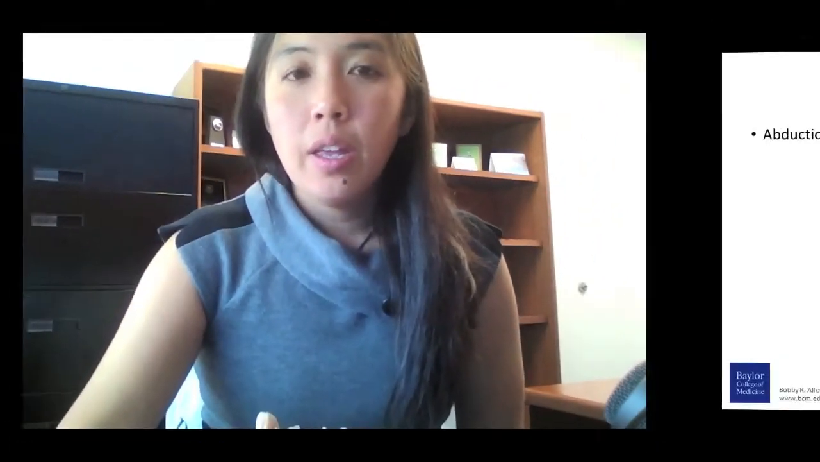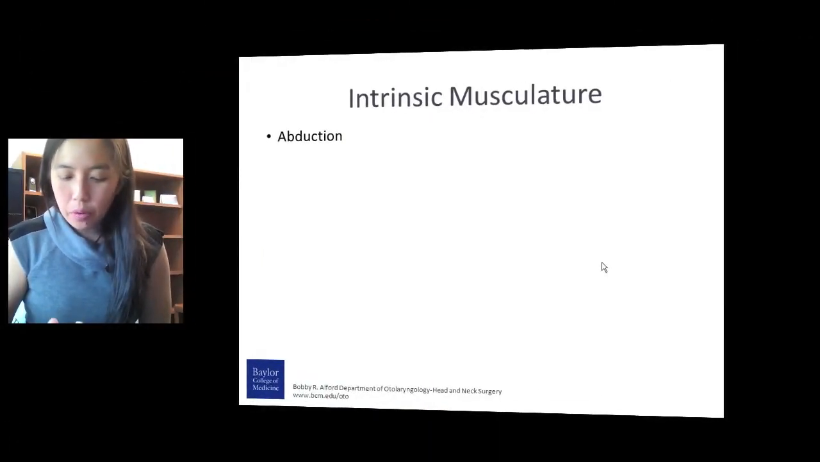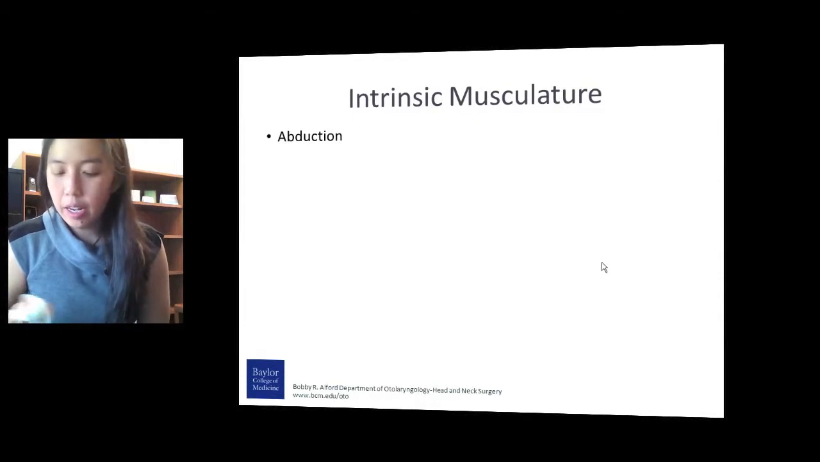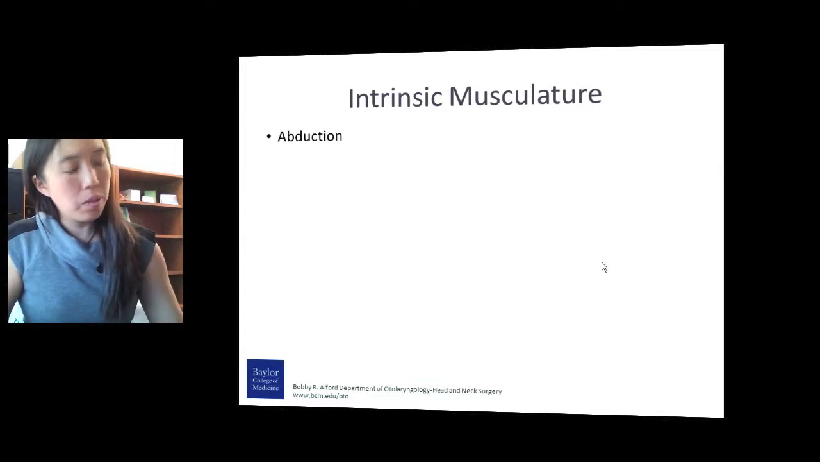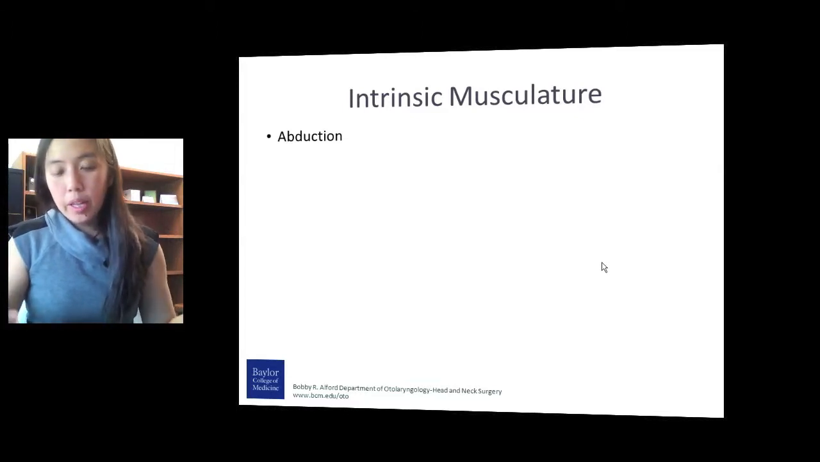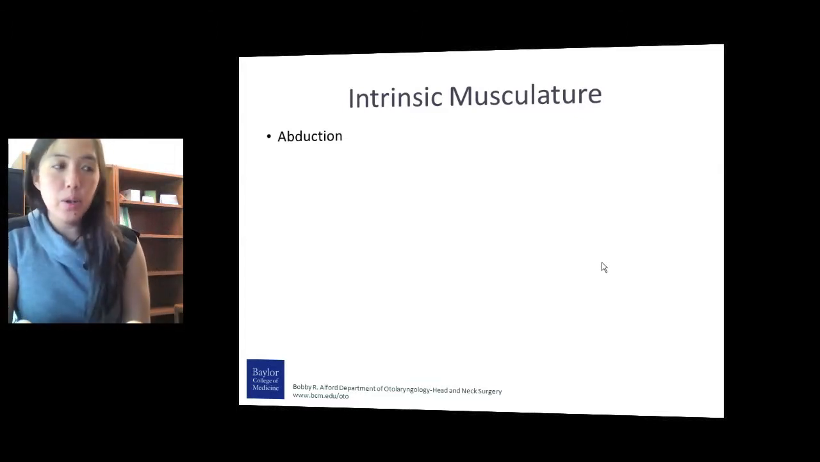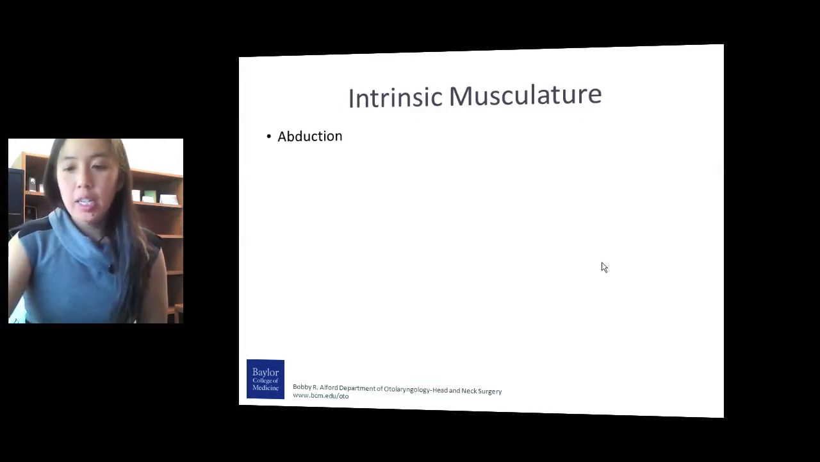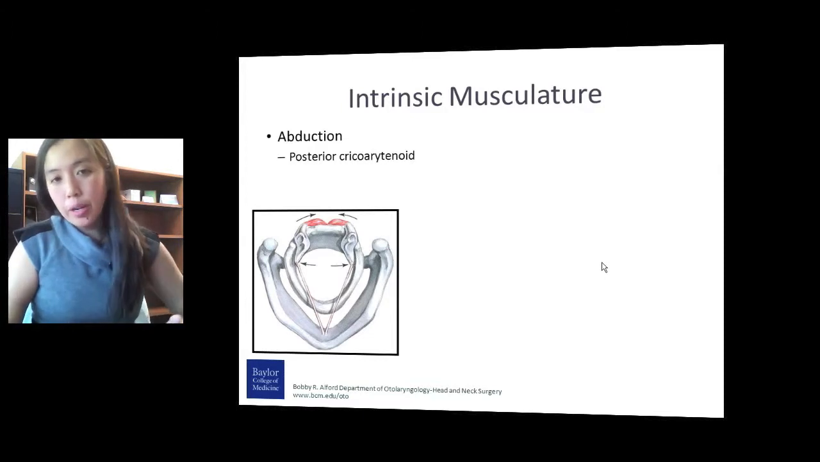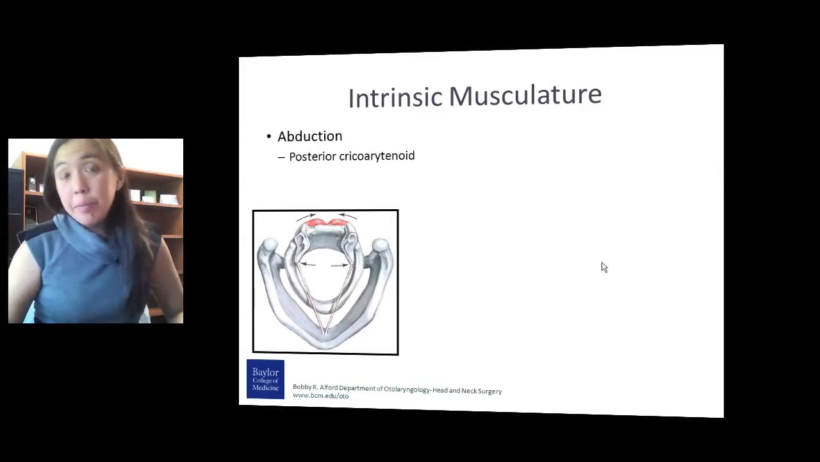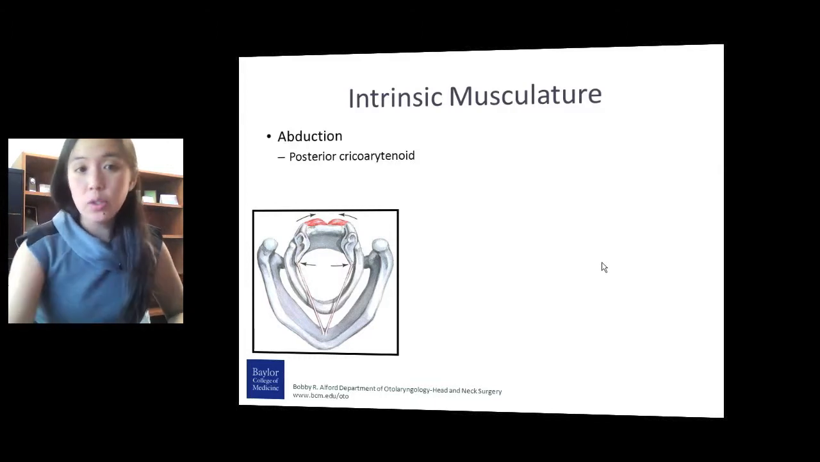So when we breathe, the vocal folds open to allow air in, and when we talk, when we swallow, when we cough, the vocal folds close. So the opening of the larynx is also known as abduction. The only muscle which opens the larynx is the posterior cricoarytenoid muscle. So again, it's named kind of after its origins and insertions.